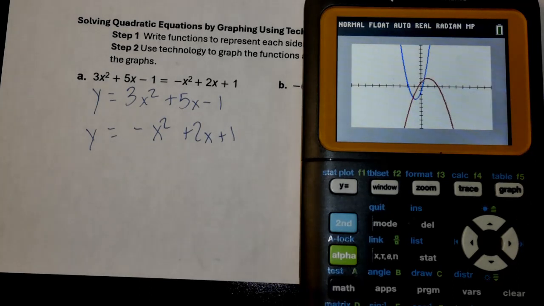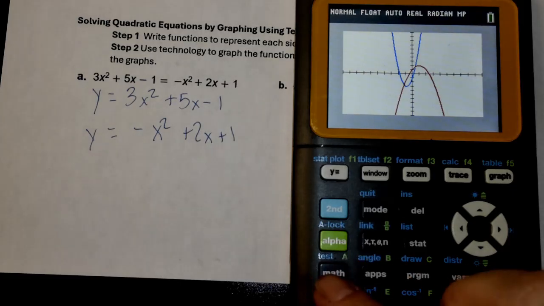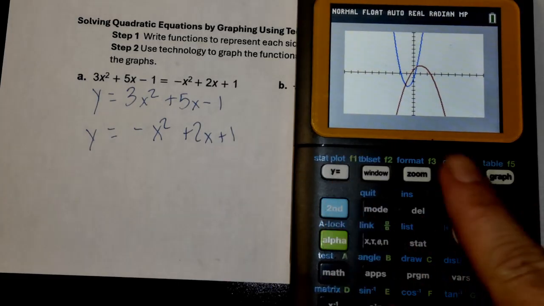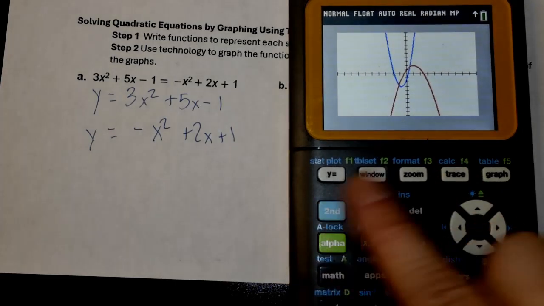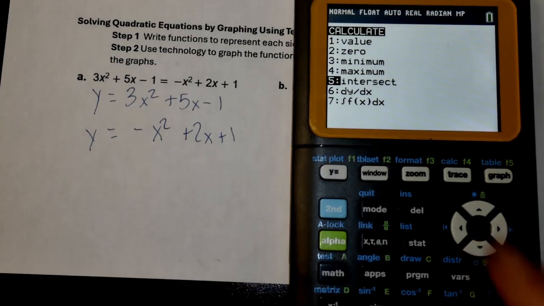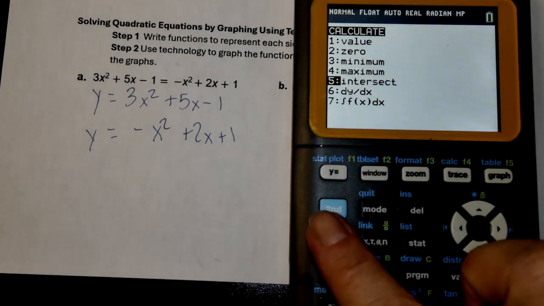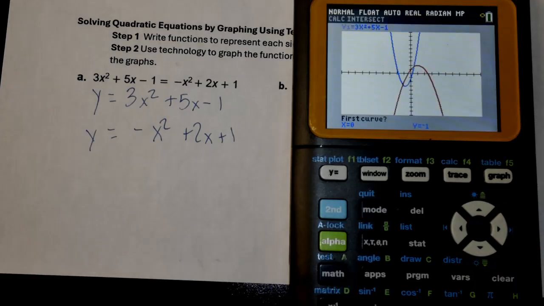All right, so you might want to write these steps down for the calculator, because yes, I am going to want you to try this. So we want to do the calc. So we need to do the blue button, then the calc. And we're looking for the point of intersection. So I'm going to scroll down to 5. So blue button, calc, and number 5, and hit enter.